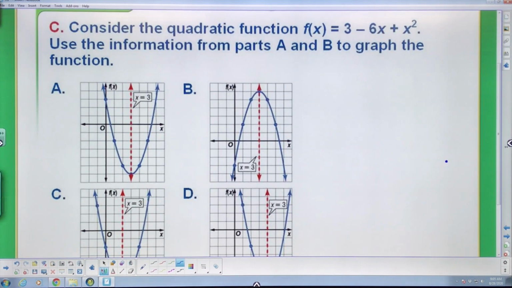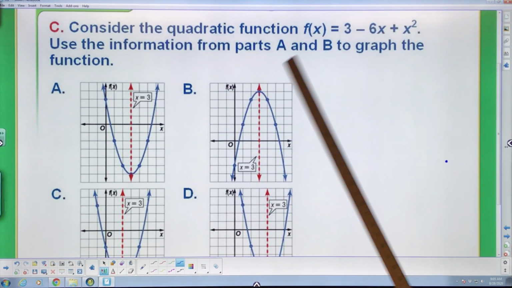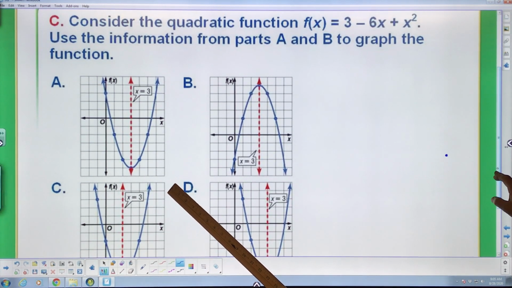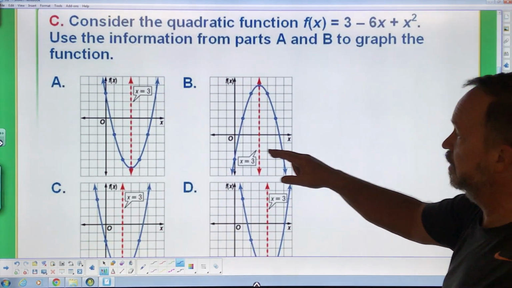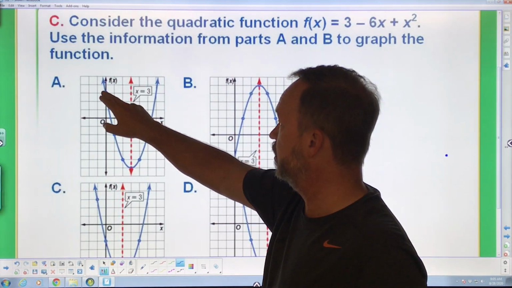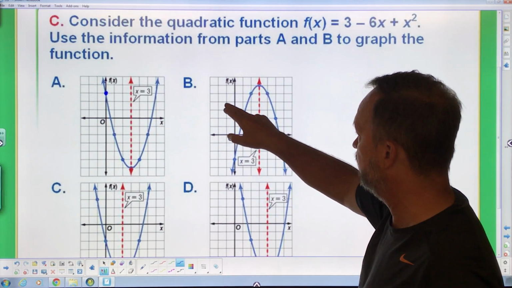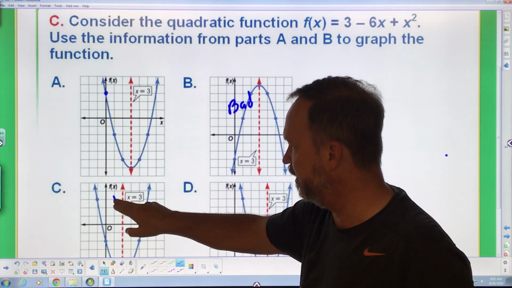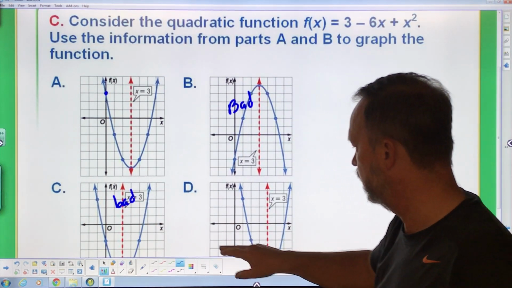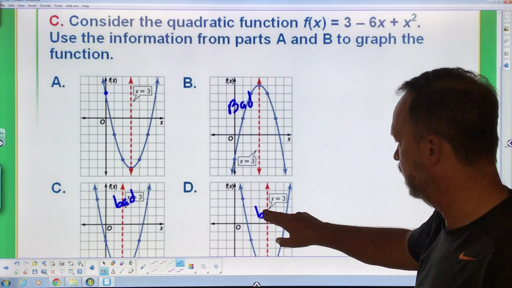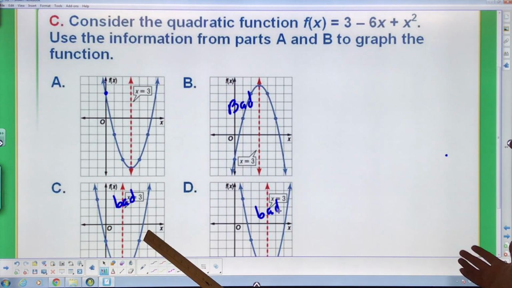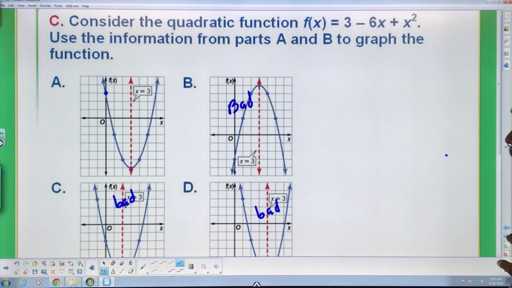All right, consider the quadratic function. That's the one we just did, same. And we already know that the y-intercept's at 3, so we go good, bad, bad, bad. The answer's A. I hope it's A. Yeah.